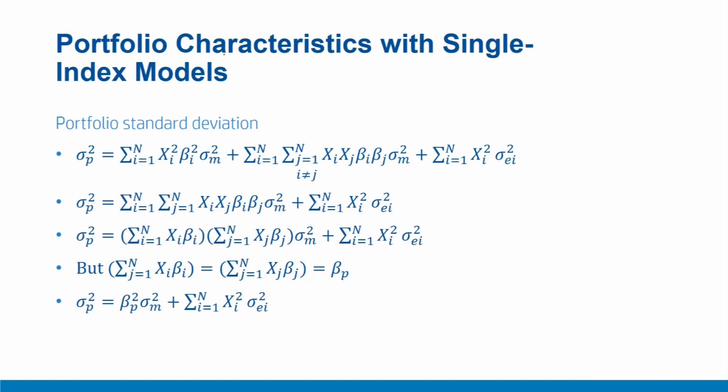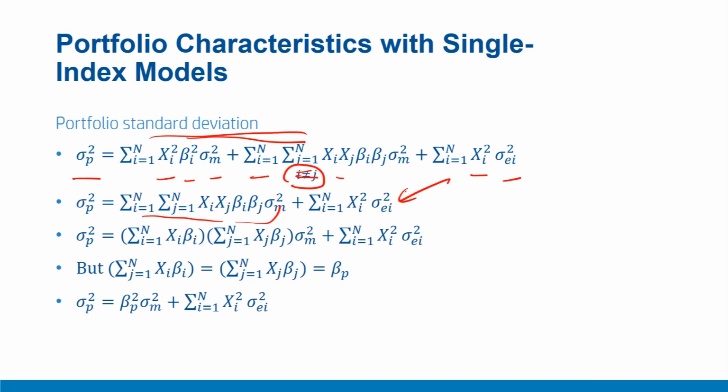Now, let us examine the risk of a portfolio using the equation we saw earlier. Sigma p square equal to xi square beta square times sigma m square plus summation i equal to 1 to n and j equal to 1 to n xi xj beta i beta j sigma m square plus summation i equal to 1 to n xi square sigma ei square. Let's simplify this equation a little bit. We can combine these two terms so that this i not equal to j expression will be removed and this resulting expression is received, which is just a combination of these two expressions, and this expression remains same.